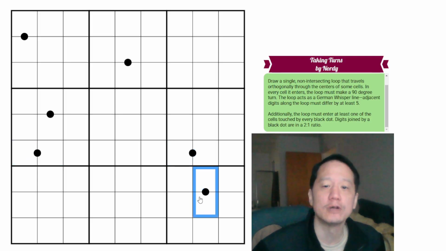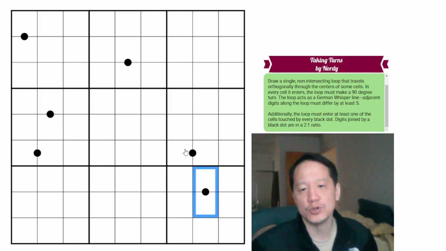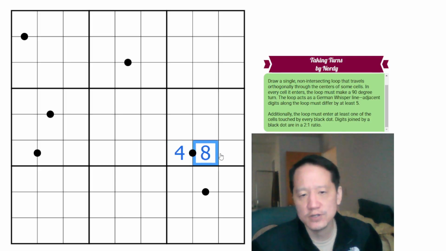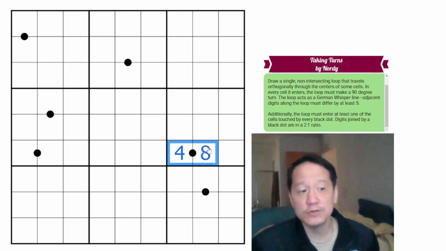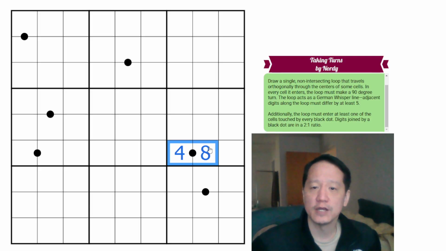And digits joined by a black dot are in a 2-to-1 ratio. So for example, if this were a 4, this would have to be a 2 or an 8 to maintain the 1-to-2 ratio. And those are all the rules. If you'd like to play along, there's going to be a link in the description. And now, I'm going to get started.